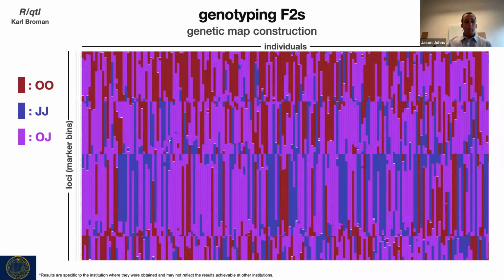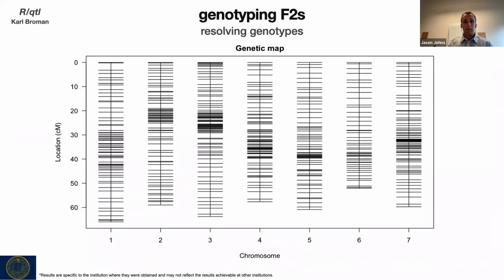And so we end up with a genetic map that incorporates the average recombination frequency between any two given loci. This is a more classic way of showing that genetic map. And so the average number of recombination events out of 100 between two loci defines the genetic distance between them, here expressed in centimorgans.